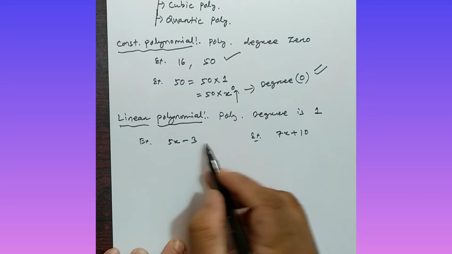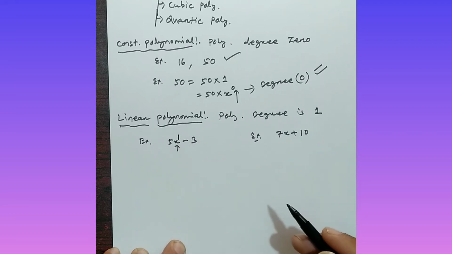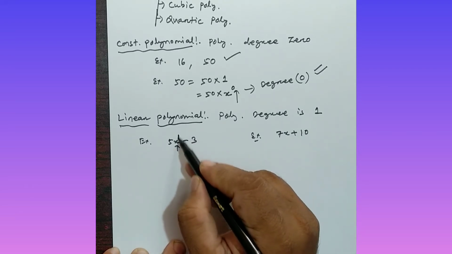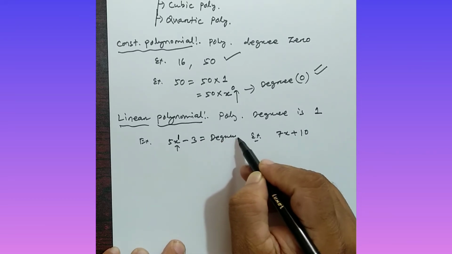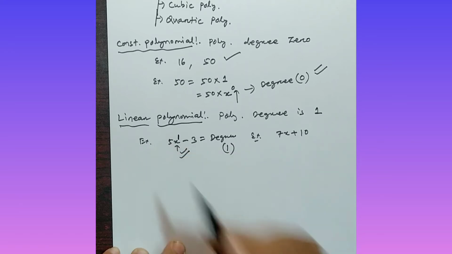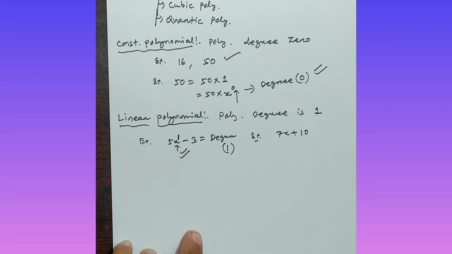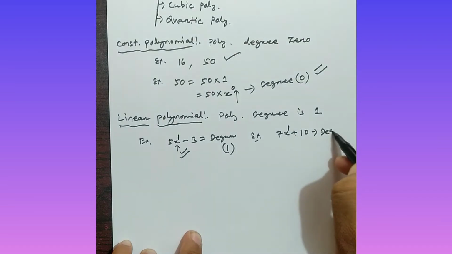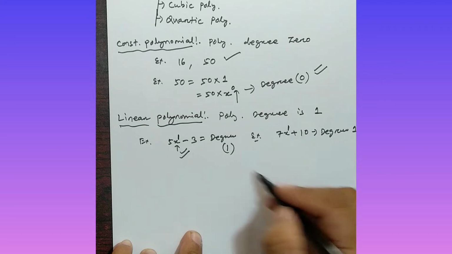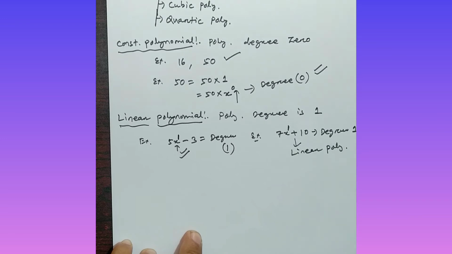Look here. In 5x minus 3, look at the variable. What is the power of x here? The power is 1 here, right? This indicates that the highest power is 1. So what is the degree over here? The degree is 1 here, right? As the degree is 1, this is called a linear polynomial. Look at this example, 7x plus 10. Here we have x to the power 1, right? So the degree is 1, so that is why this is called a linear polynomial, because the degree is 1.